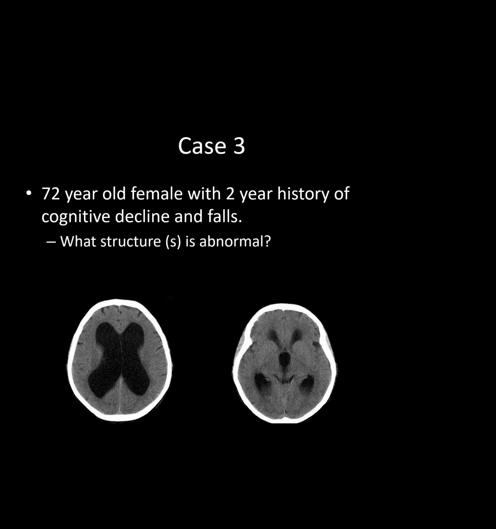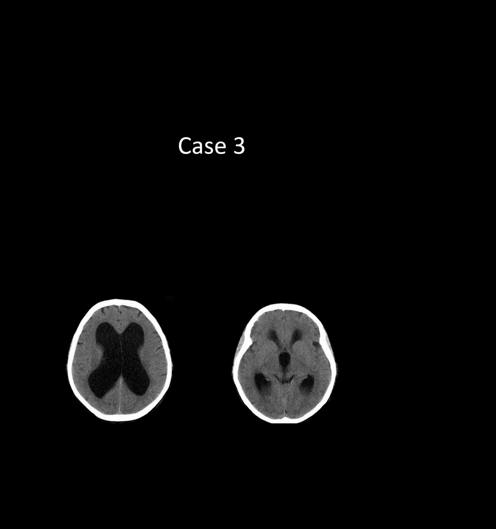So what structures are abnormal? The ventricles are huge, like we were saying. And what's the term for pathologically large ventricles? That would be hydrocephalus. The big clue here is that the third ventricle is huge and the temporal horns are really, really huge also, and the sulci are kind of narrow.